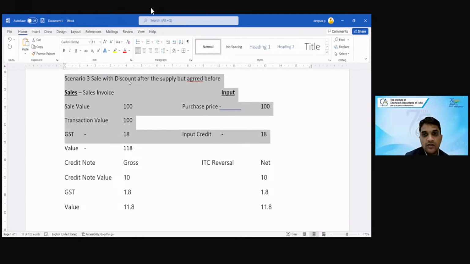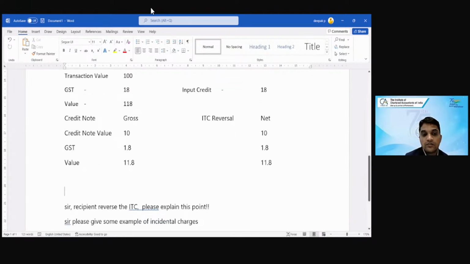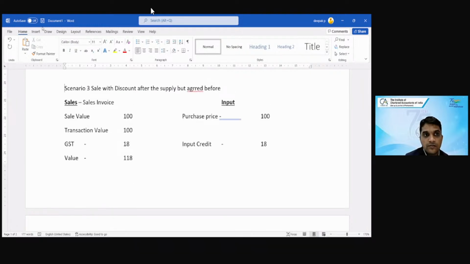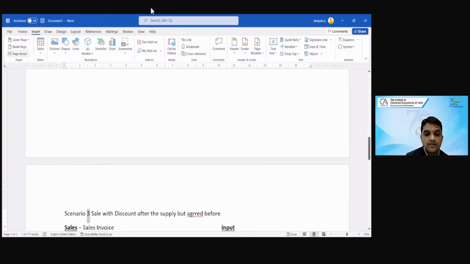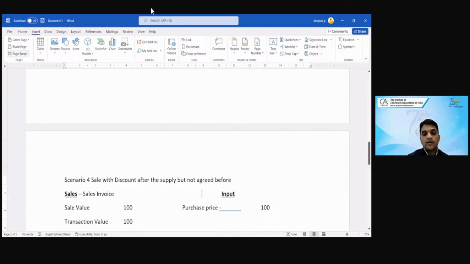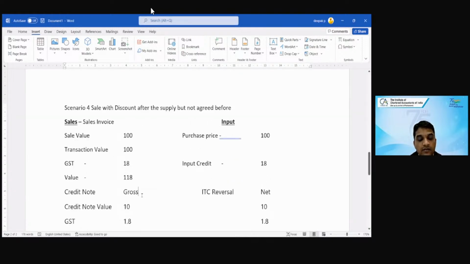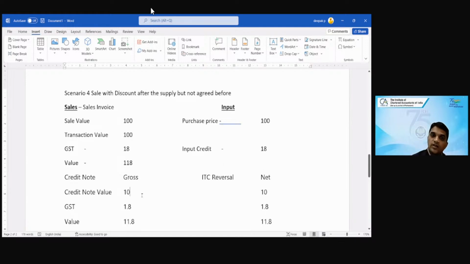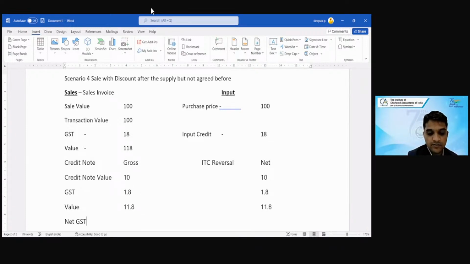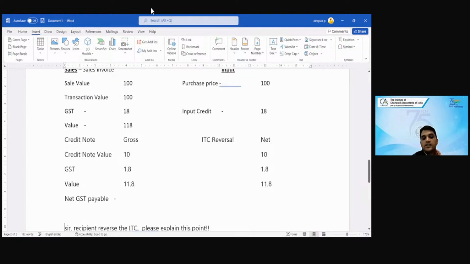Now we'll go to scenario number 4, where there is a sale with discount after supply, but not agreed before. Then what will you do? Your sale is 100, correct. He has taken ITC of 18. Now you will pay GST, you are right. Now after this you will give him a credit note, but this credit note is for a discount and this discount is not agreed before. So what will be the net GST he will pay? In scenario 3 it was 18 minus 1.8. In this scenario what will be the net GST payable?